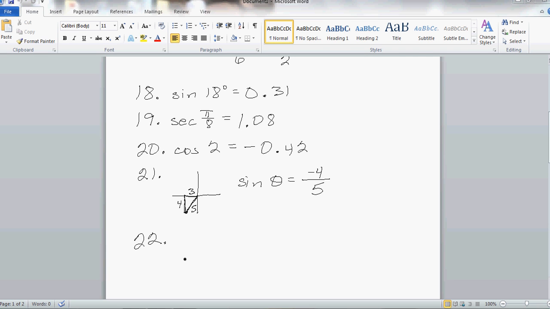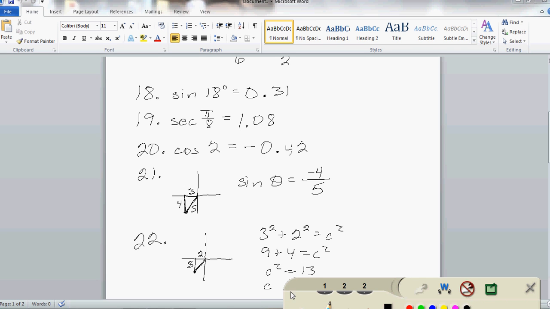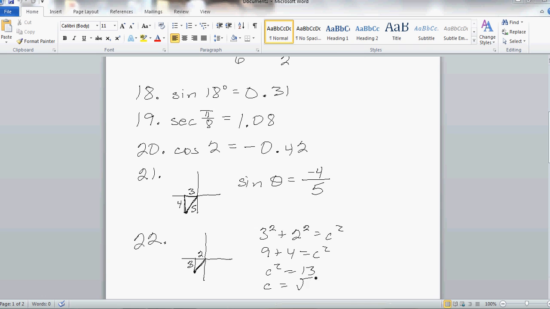Number 22, we're going to do pretty much the exact same thing. The point is -2, -3. So we know this is 2, this is 3. Doing a quick calculation, we can determine what that length is by using the Pythagorean theorem. 3 squared plus 2 squared equals c squared. 9 plus 4 equals c squared. c squared equals 13. So c would equal the square root of 13.